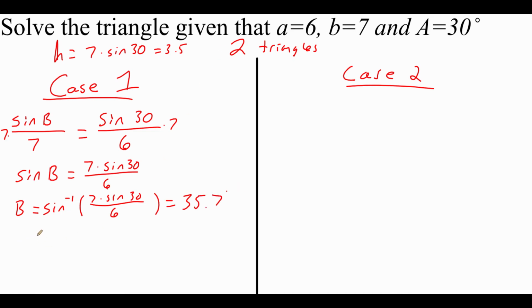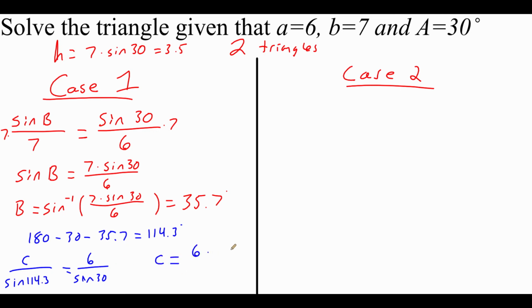Now from there, we should be able to find the measure of angle C by doing 180 minus that 30 minus that 35.7. And we should get 114.3 degrees there. Now we still need to find side C, so I would do C over the sine of this 114.3 equals 6 over the sine of angle A, which is 30. I need to multiply that sine over to the other side, so I'm going to get C equals 6 times the sine of 114.3 divided by the sine of 30. And when I type that into my calculator, going to 2 decimals, we get about 10.94. So there's our missing information for case 1. We got angle B to be 35.7 degrees, angle C to be 114.3 degrees, and side C to be 10.94.